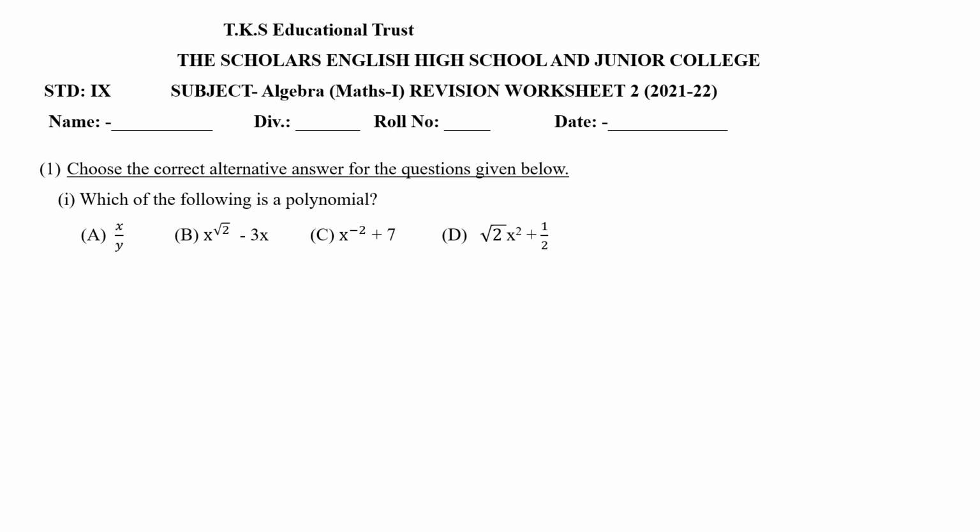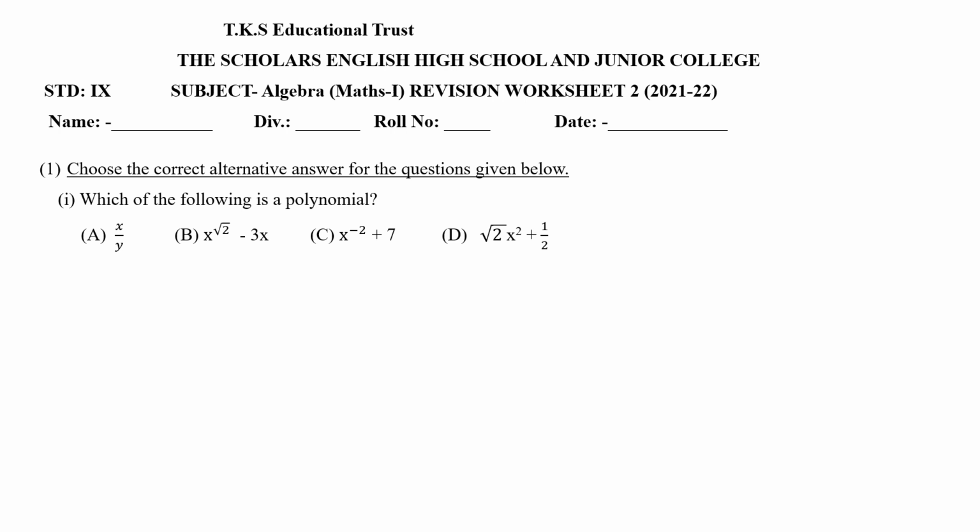First question, which of the following is a polynomial? So option A, B, C and D. Among these, which is a polynomial? So students, to identify a polynomial, you should remember that the degree of the variable should be a positive number. It should be a positive integer.